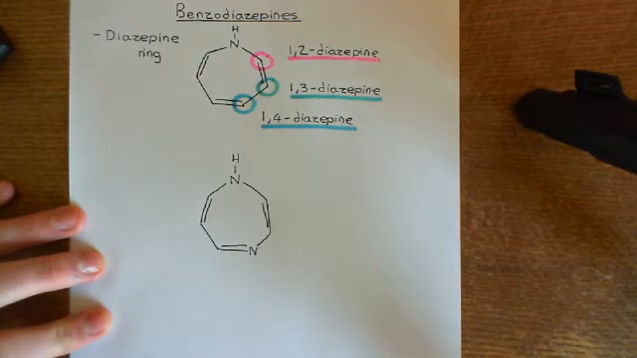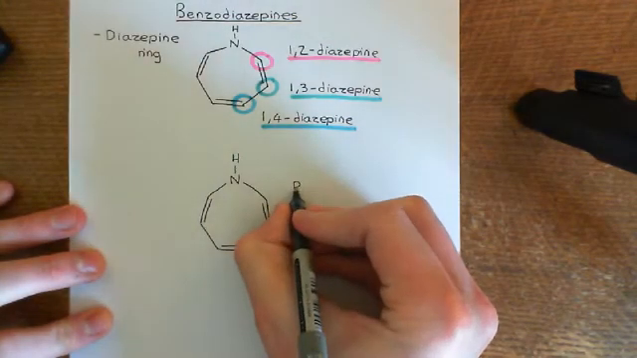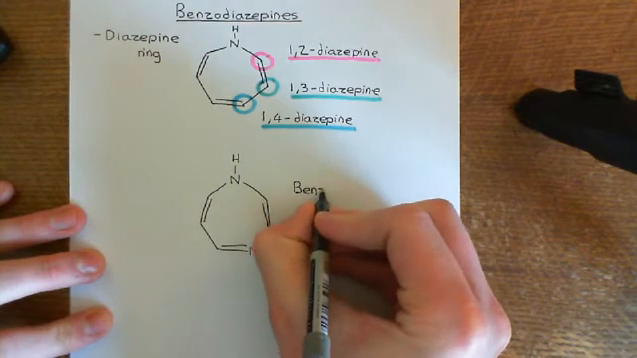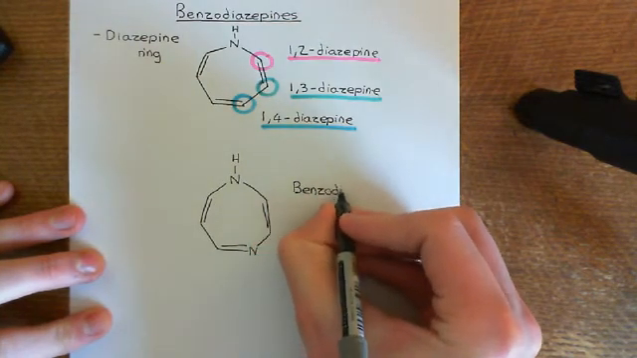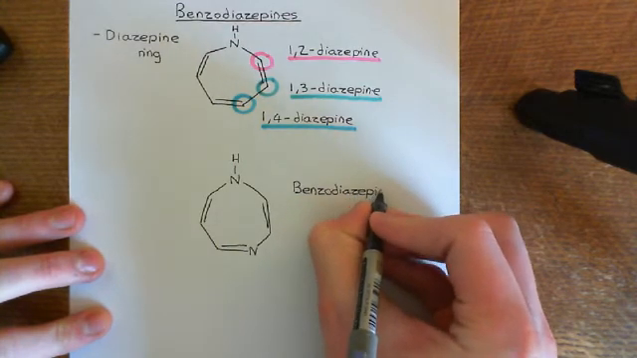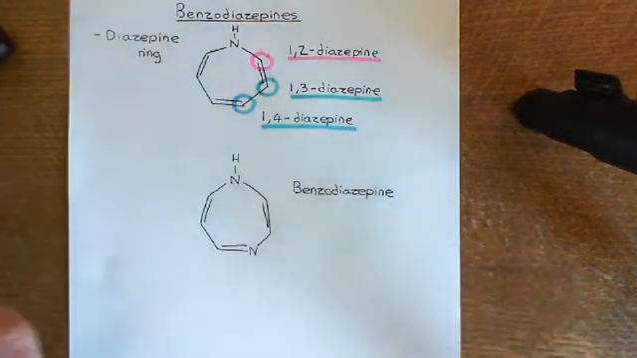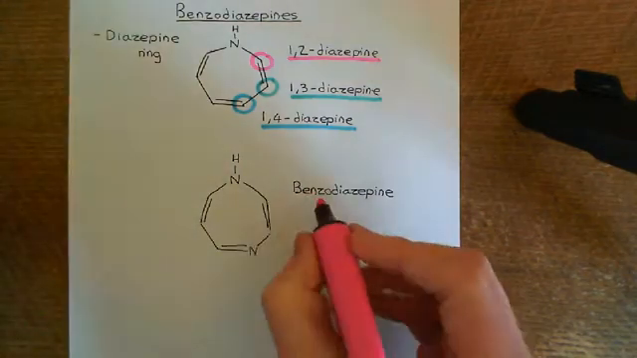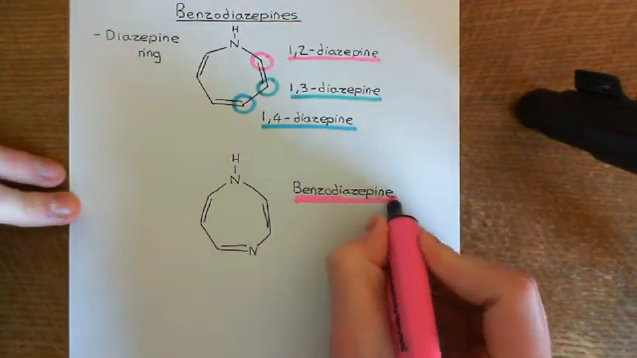Now at the moment that's just a 1,4-diazepine ring. How do we turn this into a benzodiazepine structure? Well, the clue is in the name. What we are going to do is fuse a benzene ring onto this 1,4-diazepine ring, and that will create us a benzodiazepine.